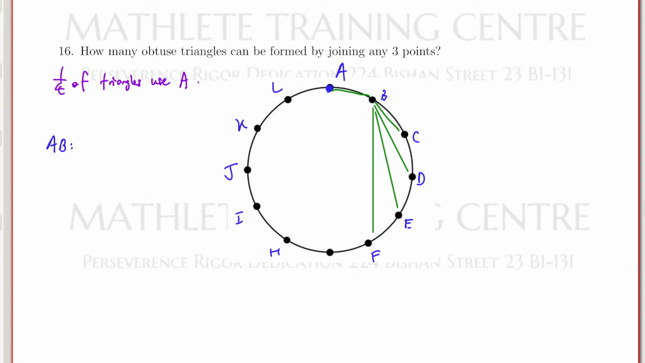Okay, let me continue on with the questions. So AB, I mentioned that C, D, F work, H doesn't work. What about I? Does it work? Yeah, I works, right? ABI, they will form an obtuse triangle. Then ABJ as well, ABK as well, ABL as well. So how many possibilities are there? There are actually 8 of them here.